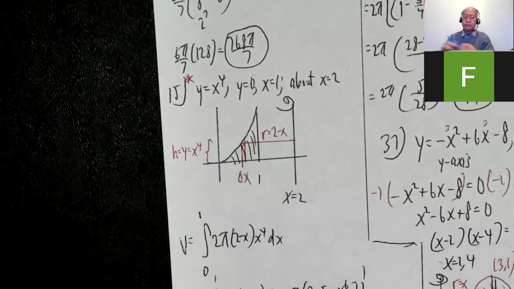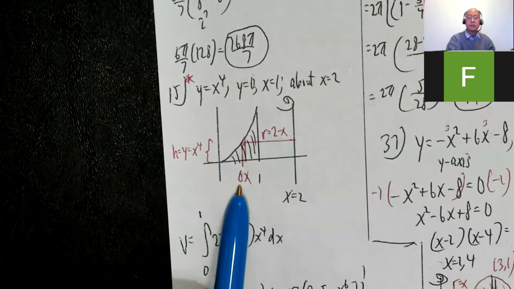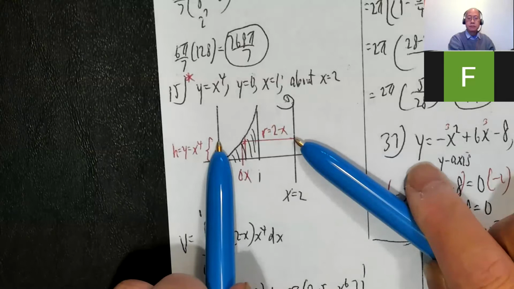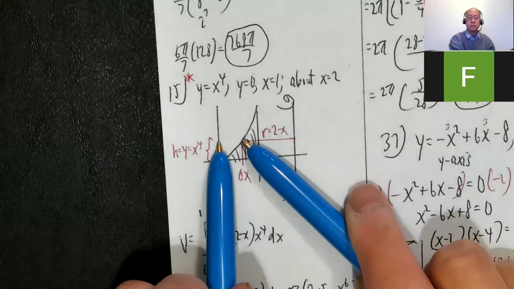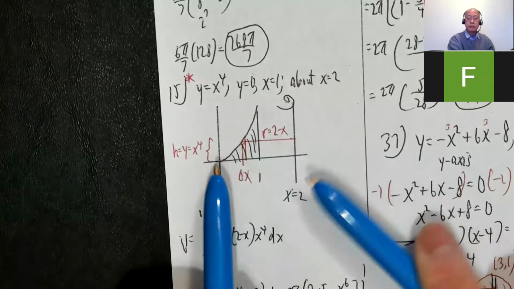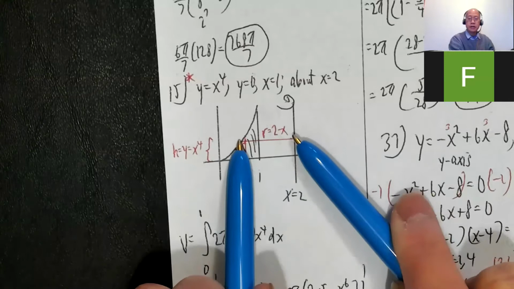Okay, my slices are delta x, so I'm going to integrate with respect to x. So how far is it from here to here? So again, we have to do some subtraction. How far is it from here to here? 2. How far is it from here to here? X. And distance from any point to the y-axis is x. Therefore, this is the difference of the two, 2 minus x. Okay, one more time. This is 2. This is x. So this is 2 minus x.